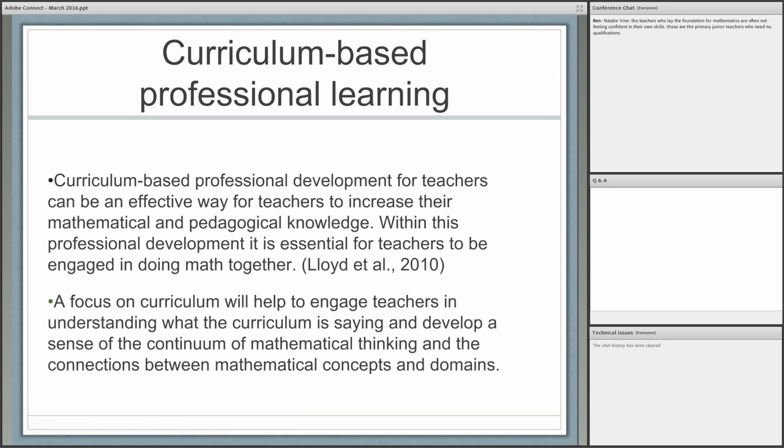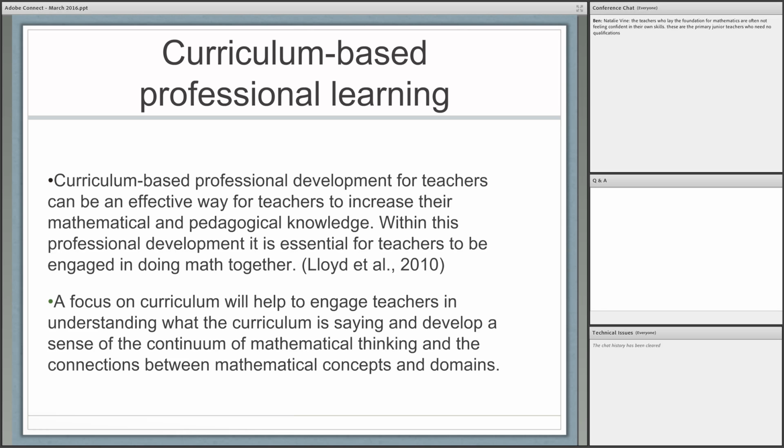So this idea about being curriculum-based: it really is an effective way for teachers to increase their mathematical and pedagogical knowledge, because that really is what we're looking at, not just pedagogical knowledge, but also mathematical knowledge. And they really need to be engaged in doing math together. It also focuses on the curriculum, and here I'm really talking about that which is displayed in the document.